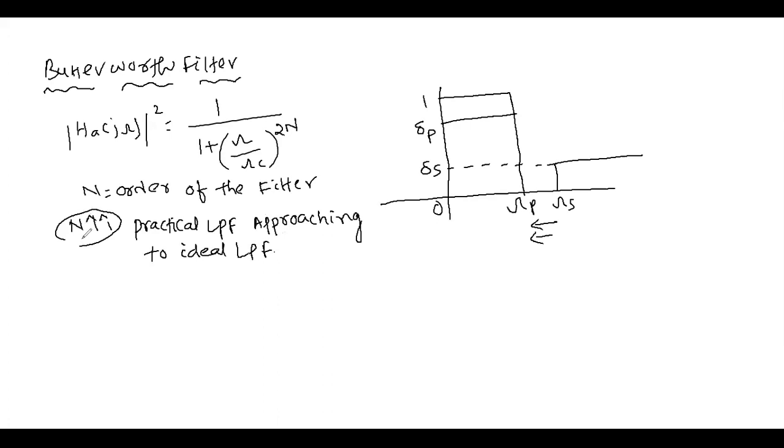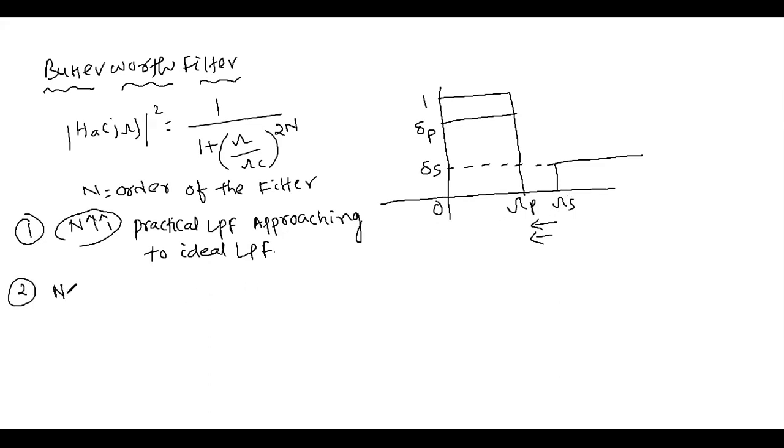So when order is increasing, it is a benefit to us, but the problem is we cannot go for a high order design because it requires more manpower and money. That's why we cannot go for a high order filter design. Clear? Now, this is the first thing. When order is increasing, the practical filter is approaching the ideal filter. And what is the second?